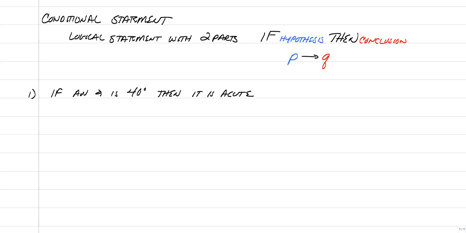So our hypothesis would be an angle is 40 degrees. Then the conclusion we can draw is it's an acute angle. And this would definitely be a true statement. So if an angle is 40 degrees, then it is an acute angle. We are good to go. That is a true statement.